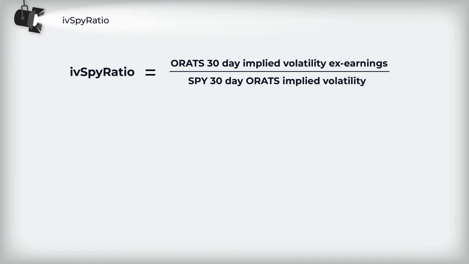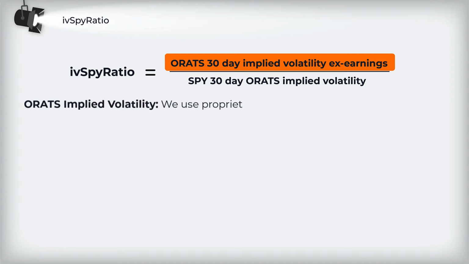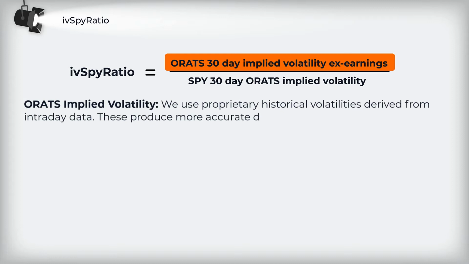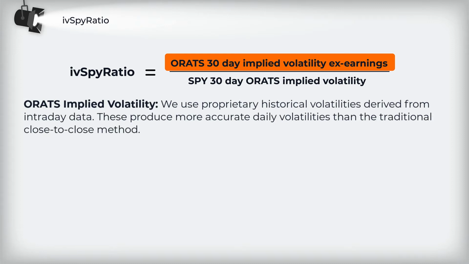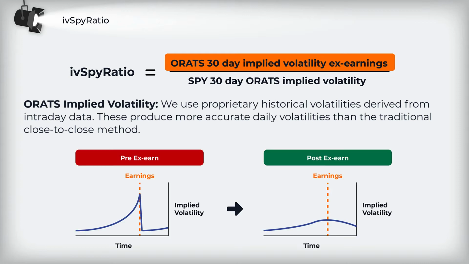Let's look at the first variable. ORATS calculates the 30-day implied volatility of a stock using proprietary historical volatilities derived from intraday data. These produce more accurate daily volatilities than the traditional close-to-close method. In turn, we are able to generate more effective forecasts and other useful data sets. We then utilize our sophisticated methods of term structure modeling to take out any effect that upcoming earnings may have on the implied volatility of the stock.